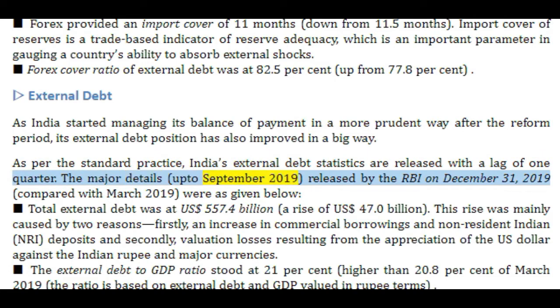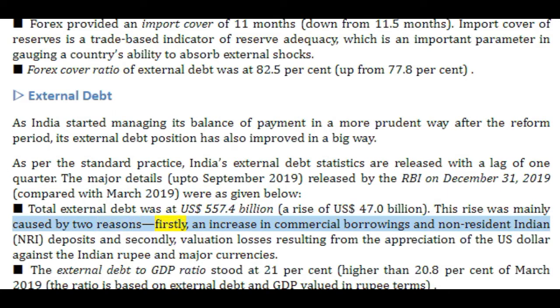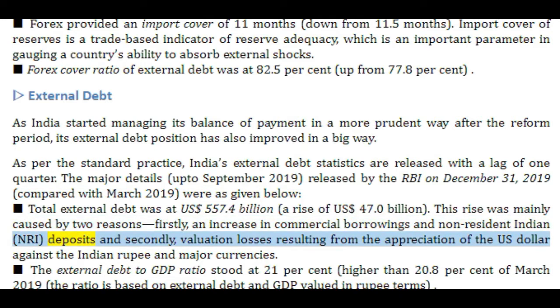The major details, up to September 2019, released by the RBI on 31st December 2019, compared with March 2019, were as given below. Total external debt was at $557.4 billion, a rise of $47.0 billion. This rise was mainly caused by two reasons. Firstly, an increase in commercial borrowings and non-resident Indian (NRI) deposits, and secondly, valuation losses resulting from the appreciation of the US dollar against the Indian rupee and major currencies.